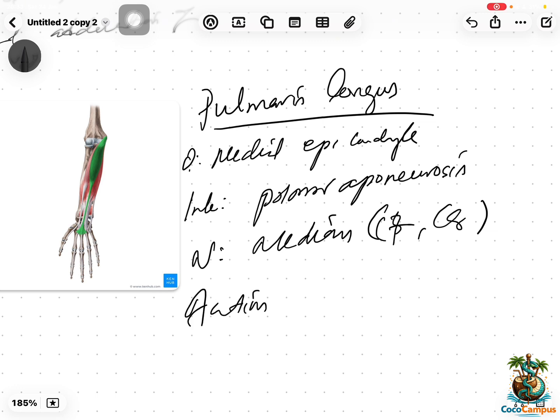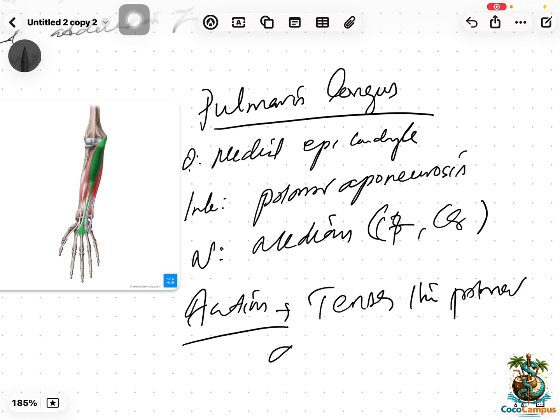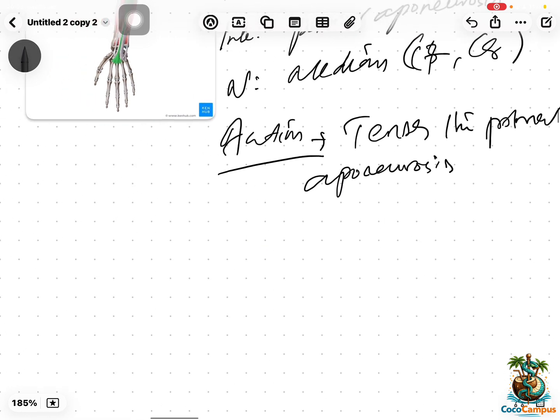Let us look at the function. What does this muscle do? It tenses the palmar aponeurosis. And it is also a weak wrist flexor. Okay, so let's move on towards the next muscle.